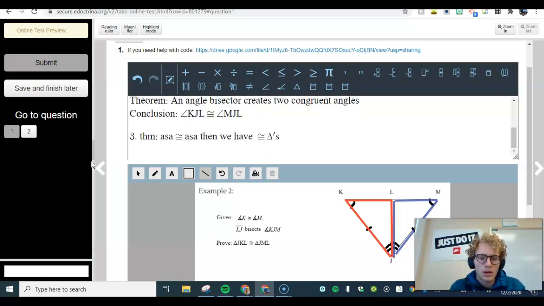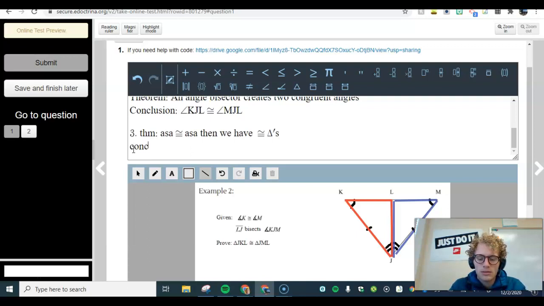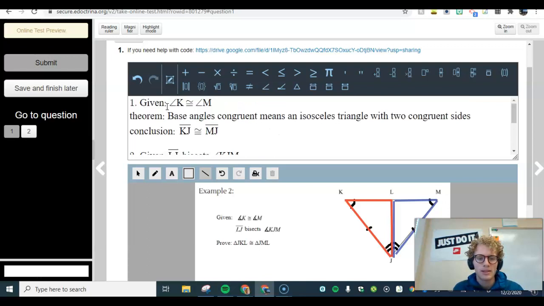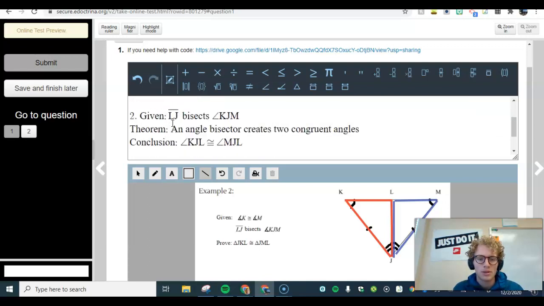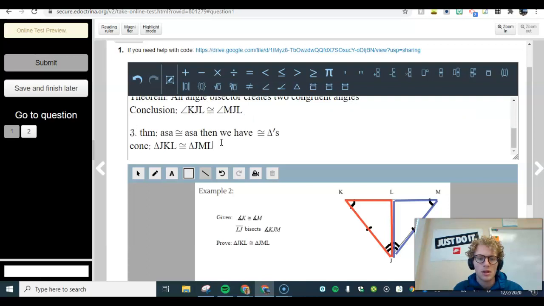And so our conclusion with that is that we have triangle JKL is congruent to triangle JML. Okay, so that's how you do a proof. Again, it's given, theorem, conclusion. Given, theorem, conclusion. Until the end where it's just theorem, conclusion.